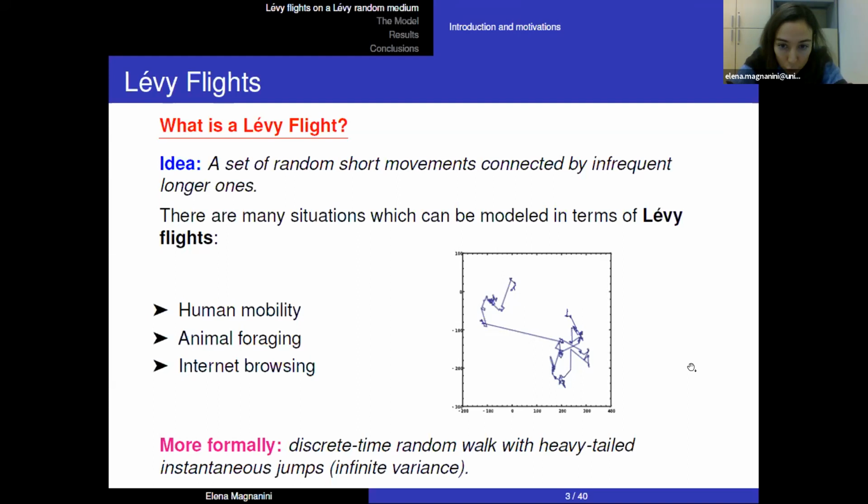There are many situations that can be modeled in terms of Levy flight, from human mobility to, in some sense, internet browsing. For example, human beings spend most of their time moving in a quite delimited area, then sometimes they take a plane and fly far away, then they stay still for a while and then move far away again, and so on. More formally, a Levy flight is a discrete time random walk with jumps modeled by random variables with heavy-tailed distribution, so variables with infinite variance.